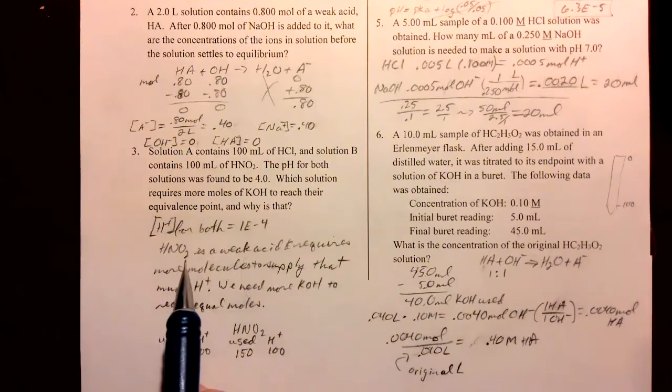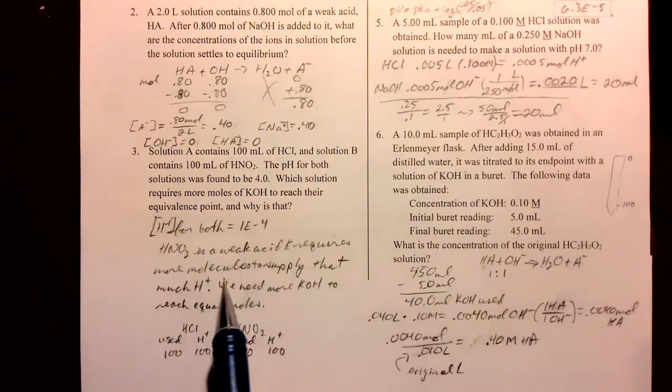HNO2 is a weak acid and requires more molecules to supply that much H+. We need more KOH to reach equal moles.